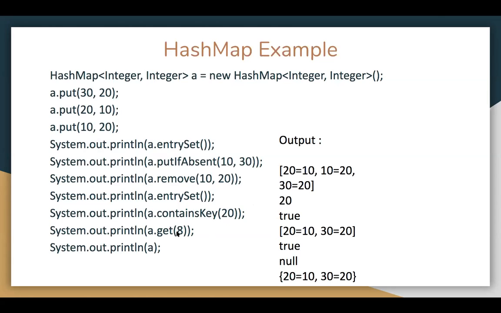A.get 8, and this is getting the key. But there's no key that has 8 there, so it returns null. And lastly, if we just print it out like normal, then it still works. It's just a different format now. So it's in curly braces now. You can see here that it's still the same.